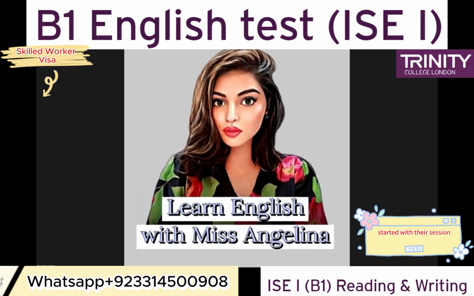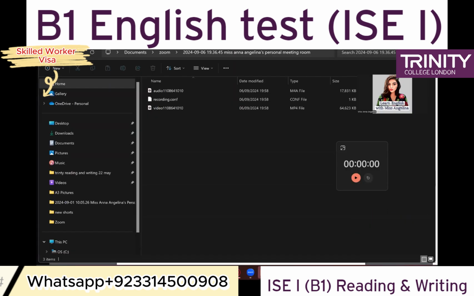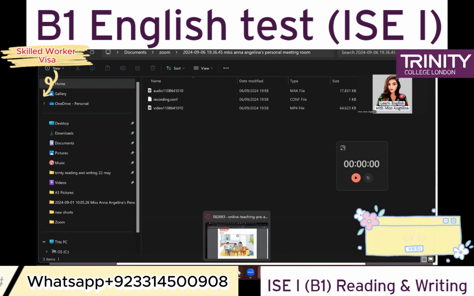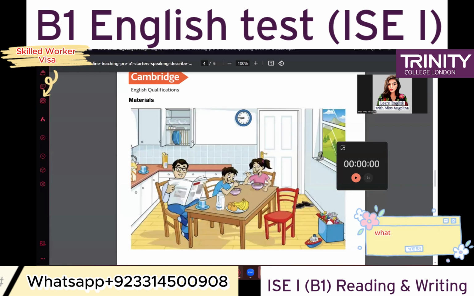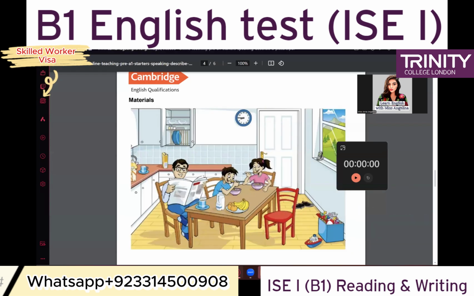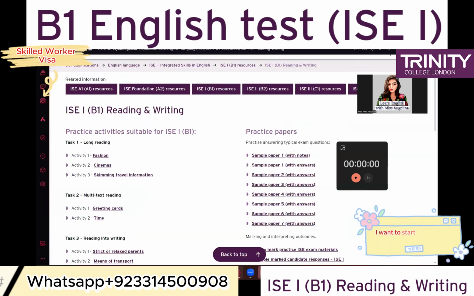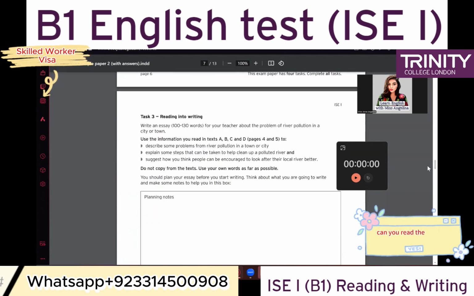Let's get started with our session for today. Do you want to start off with multi-text? Okay. What do you want to start with? I want to start with reading into writing. Pick any paper from here. Okay, 2 is okay. Can you read the question, please?